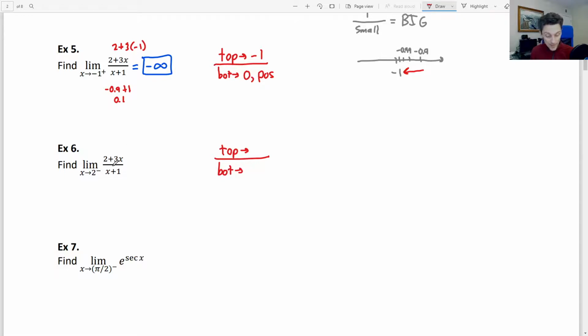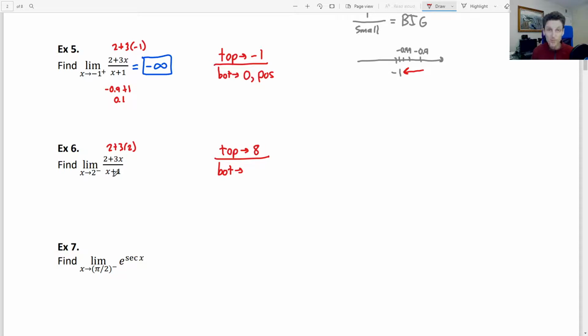So it's the same fraction, it's just that now x is approaching 2 from the left. What's the top approaching when x approaches 2 from the left? If you said 8, that would be correct. Again, plug in 2 to figure that out. You take 2 plus 3 times 2, and you get 8.